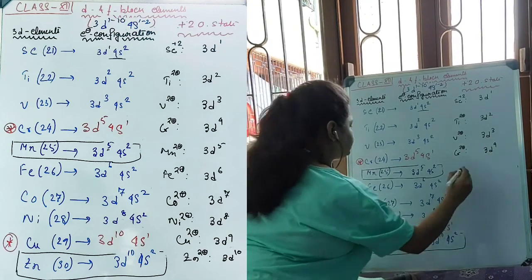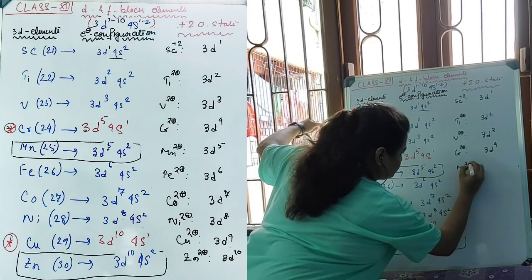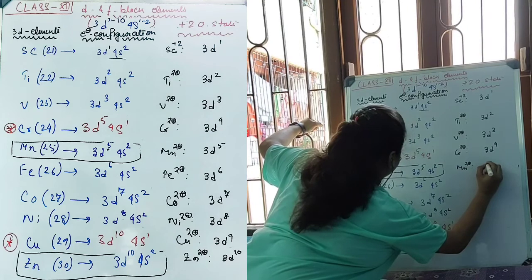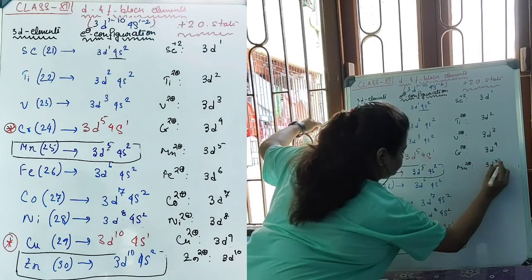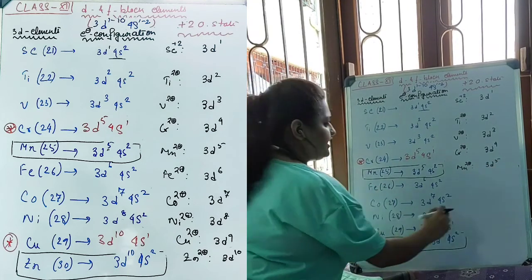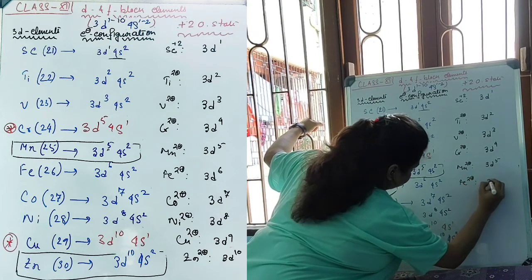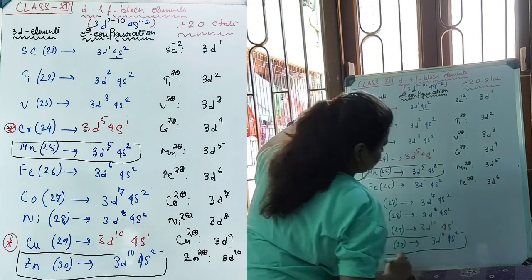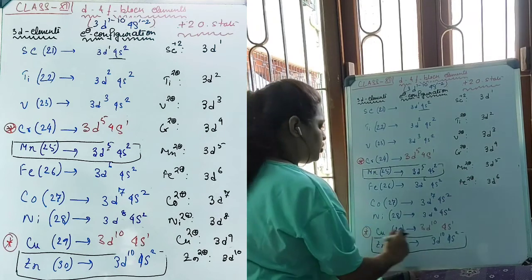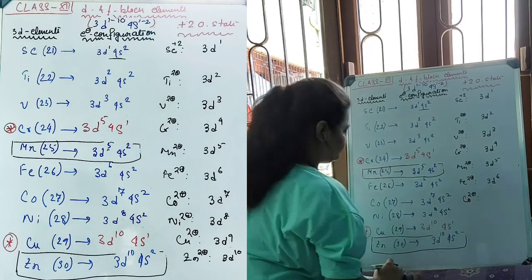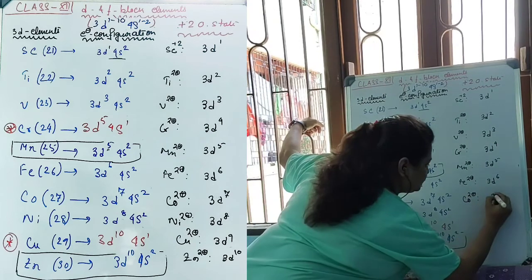For manganese 2+, the electronic configuration will be 3d5. For iron 2+, the electronic configuration will be 3d6. For cobalt 2+, the electronic configuration is going to be 3d7.